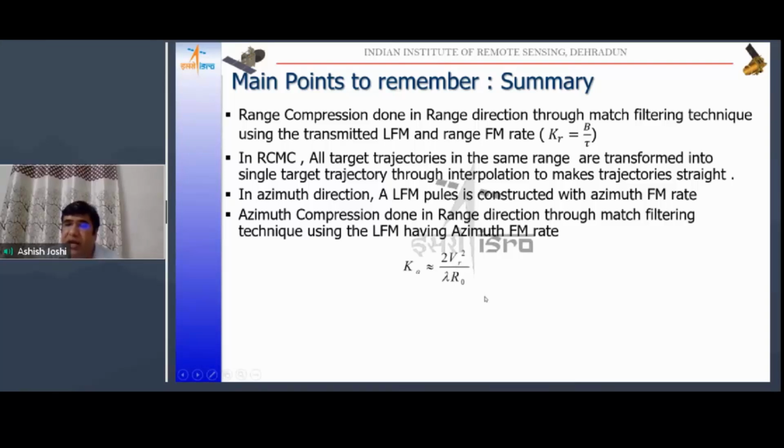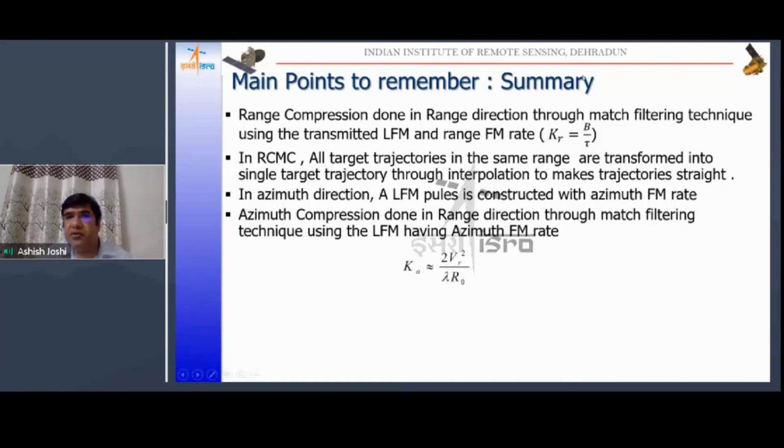So our focusing in the azimuth direction is very much dependent on how the SAR parameters are derived from our mathematical modeling. If we are not able to estimate properly, then our data will not be properly focused and it will give blurred images. Okay, so these are some of the basic concepts of SAR data processing.